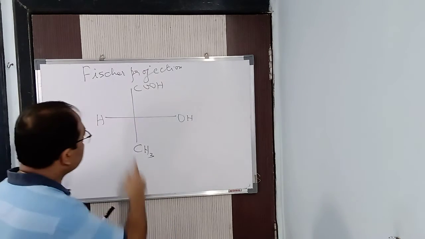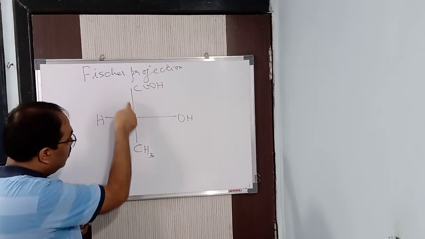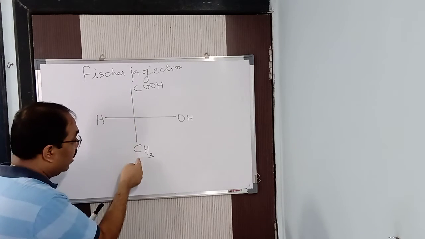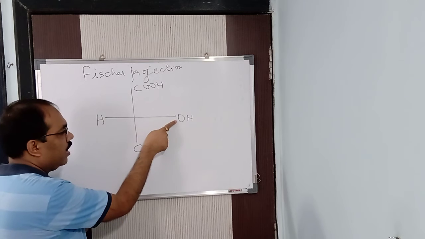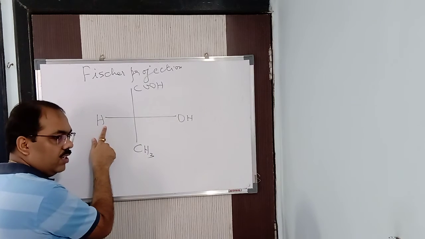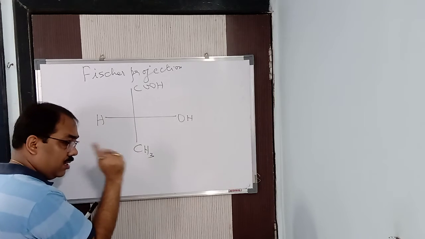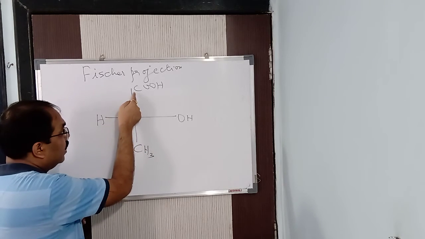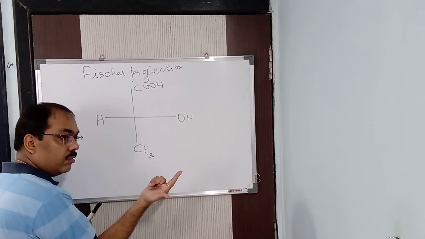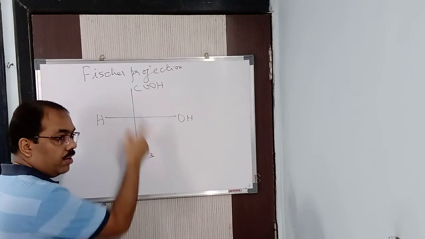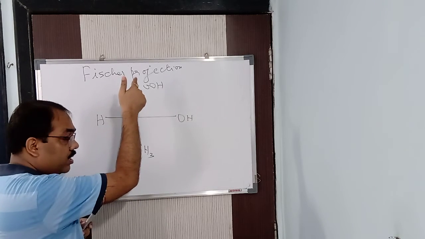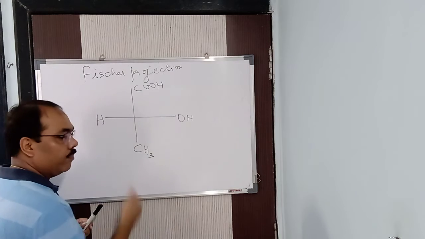And the longest carbon chain is always kept vertically. Longest carbon chain means here carbon is there, here carbon is there. The one which is having the carbon atoms, I will place it vertically. Listen carefully all of you: carbon, carbon, carbon. Longest chain, 3 carbons, so I placed it vertically. So always the longest carbon chain should be vertical.